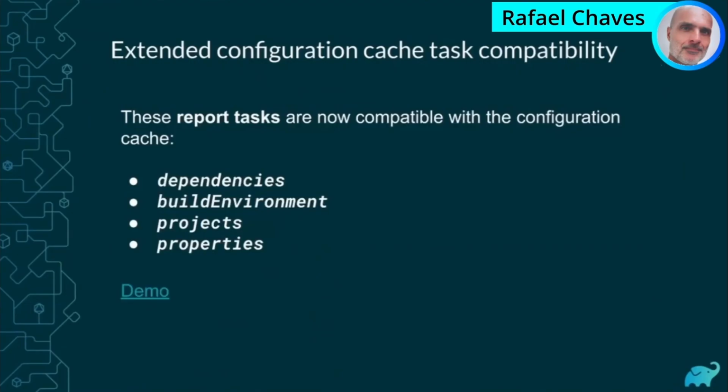We extended compatibility for configuration cache for some report tasks. The tasks you see there, they would fail either at cache store time, or sometimes it would work fine for cache store time, but it would fail at cache load time. And all the problems there were variations of us trying to serialize things that are not serializable in the configuration cache. So those are all fixed now. They are configuration cache friendly.